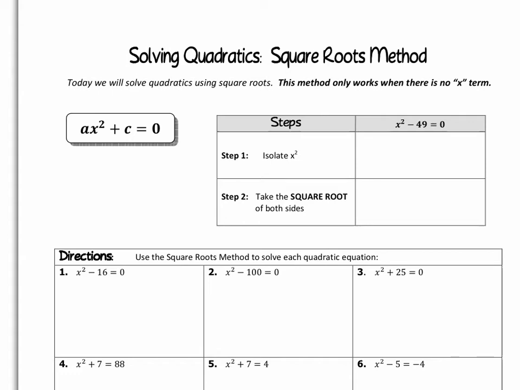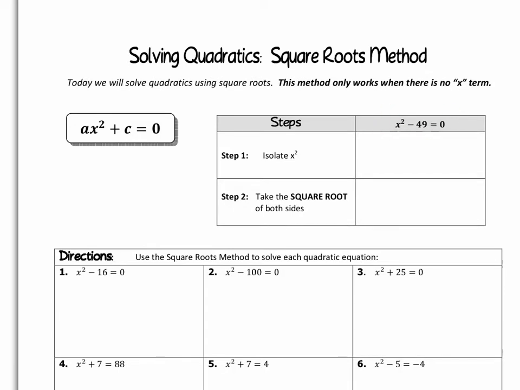Alright, we have looked at solving quadratics by graphing. We have looked at solving quadratics by factoring. Today we're going to learn a third method. As you'll notice, it says when there's no x term. Look here, ax squared plus c, that bx, that linear term, is missing. Okay? So it looks like this.